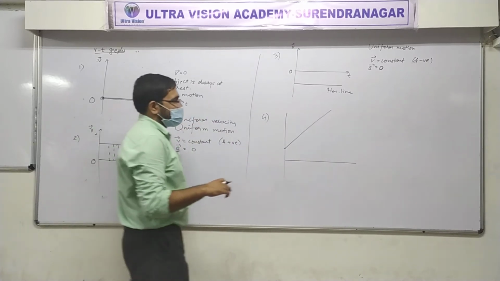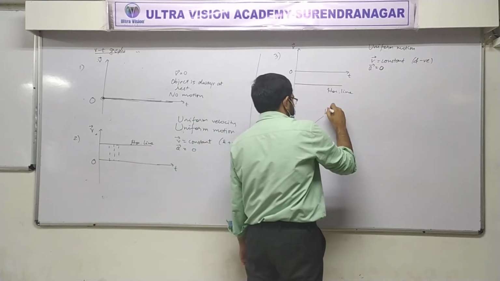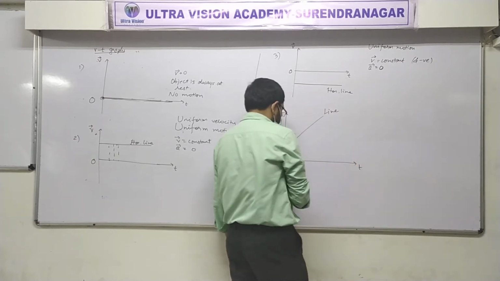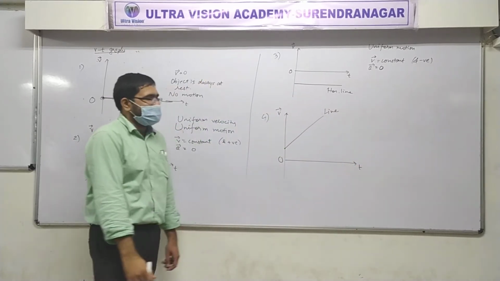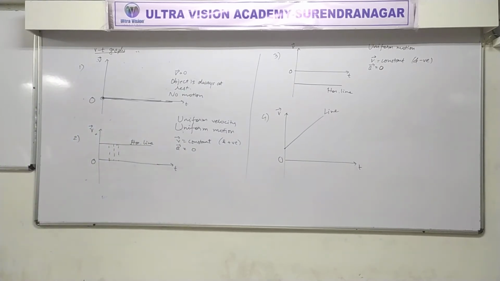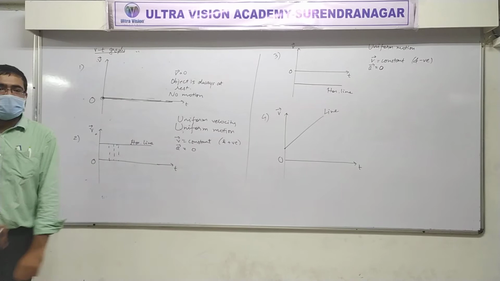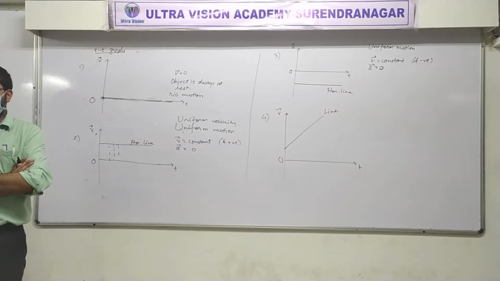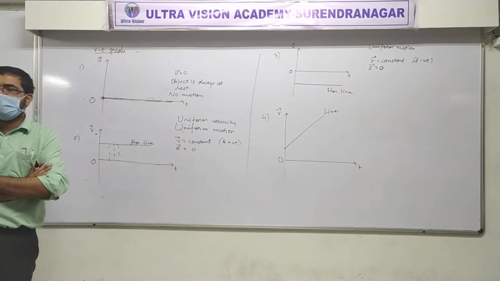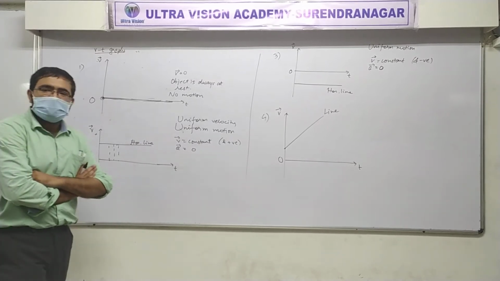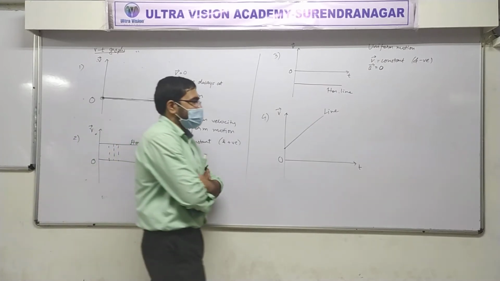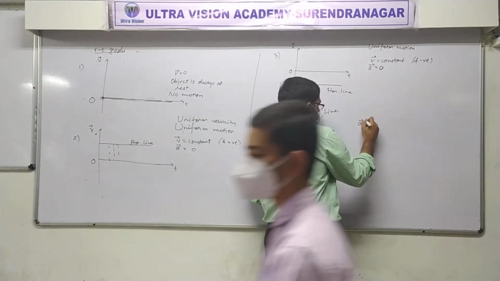So let's say this is a slanting line. This is still a line, of course, but like this. Then what does this kind of VT graph indicate? Yes, Prisha. Acceleration is constant. Correct. Acceleration is constant.